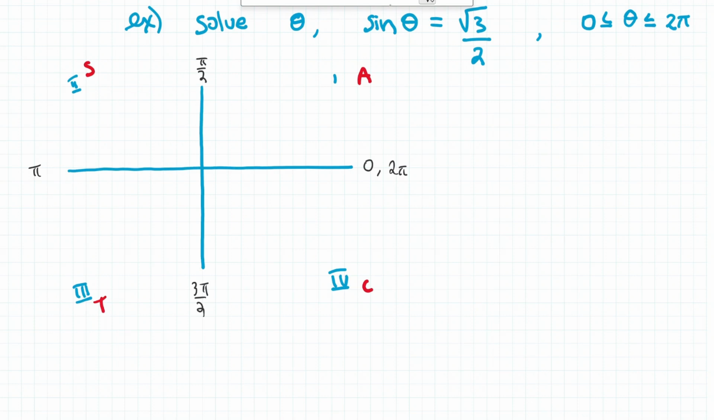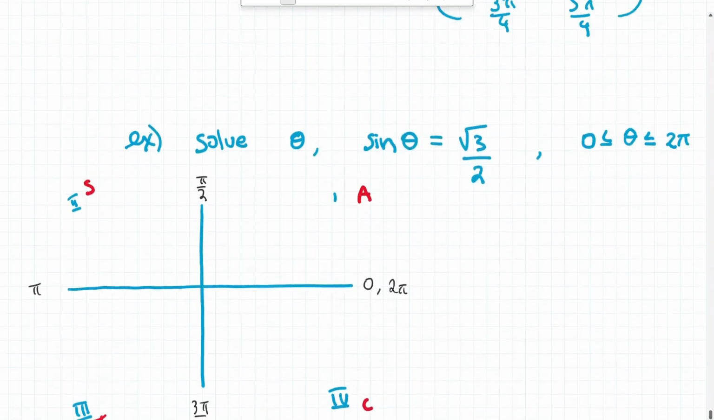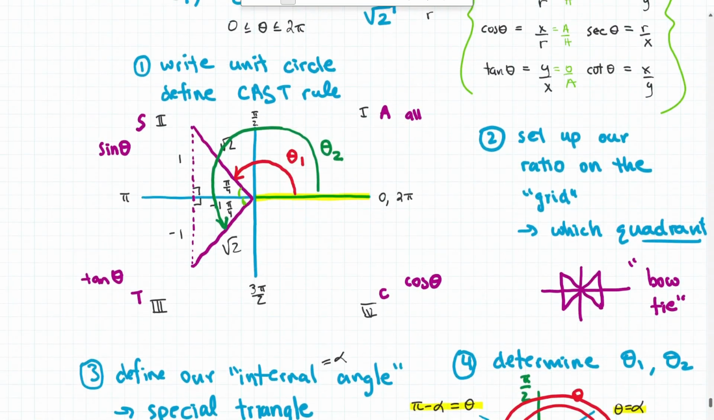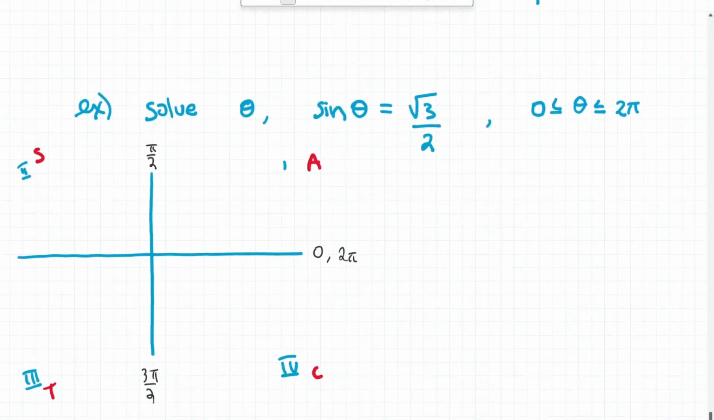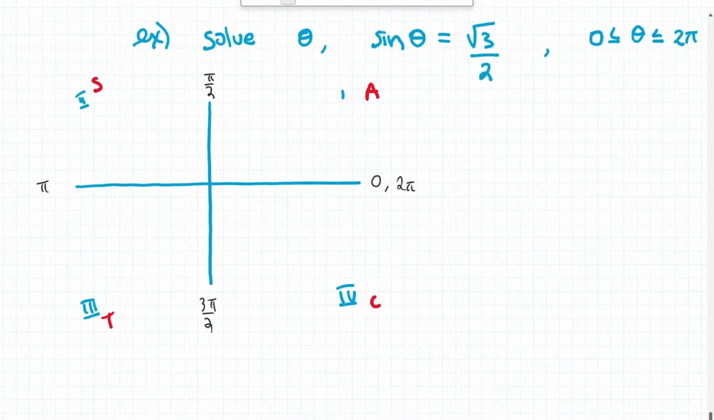So now let's go ahead and do step 2, and let's double check what we said there. We said step 2 is we're going to set up our ratio on the grid and determine which quadrants it falls under. And remember the bow tie rule. So let's remember our ratio. Sine is the same as y over r, which would be your opposite over hypotenuse. And it is positive. So following our CAST rule, which quadrants would this fall under? We can see that sine would be positive under the All quadrant and under the Sine quadrant.